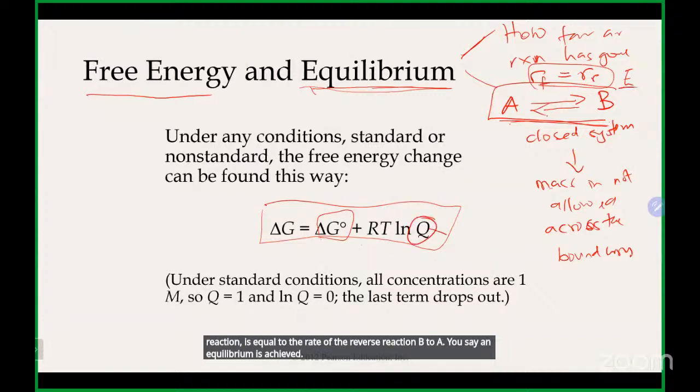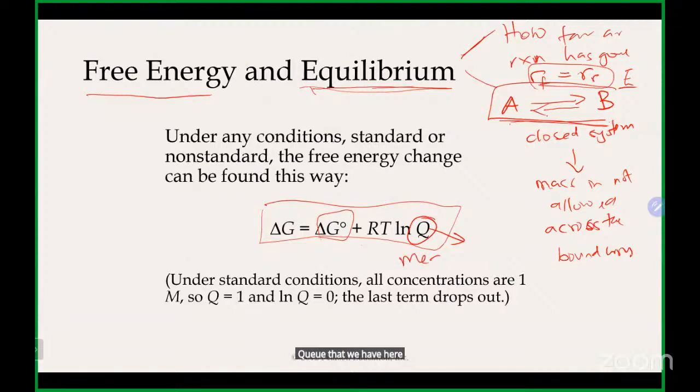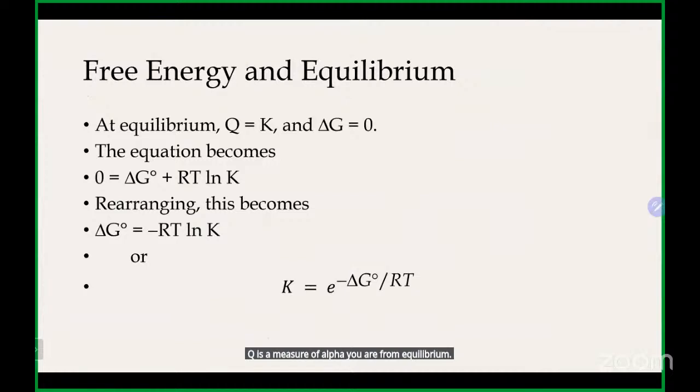Q that we have here is a measure of equilibrium. Q is a measure of how far you are from equilibrium. Okay.